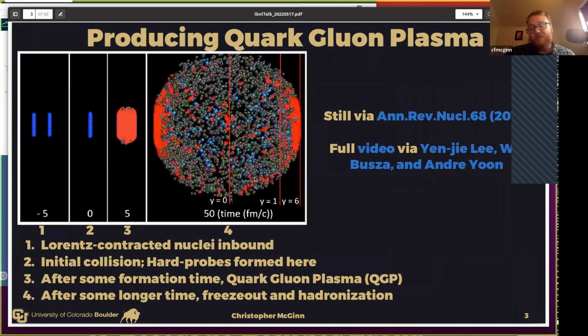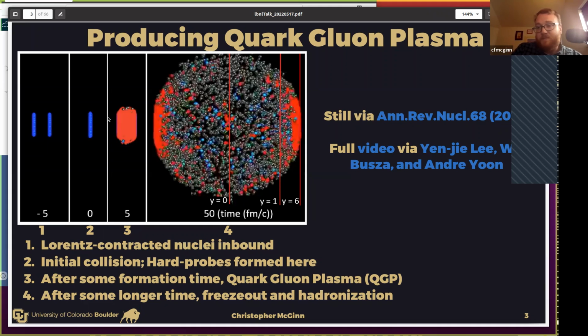So without further ado, we're talking about jets in the QGP. This is a still taken from a video and also from this annual review article for new students, just showing the collision of these highly Lorentz contracted nuclei in several time steps.